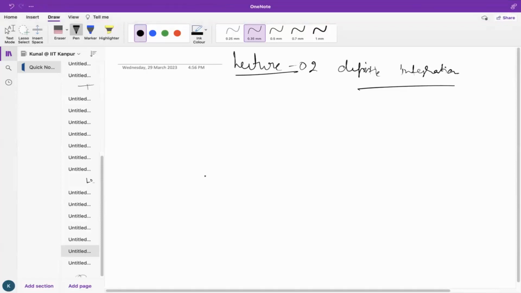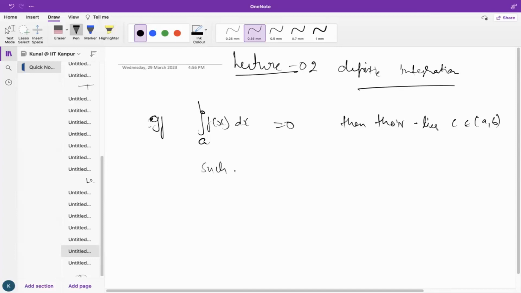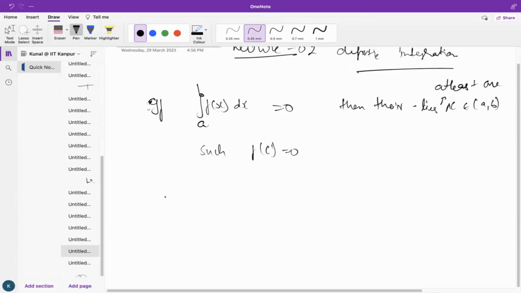So in the last class, we read that if the integration of f(x) dx from a to b is 0, then there lies a c, which belongs to between a and b, such that f(c) is equal to 0, right? There lies at least one c. So we first take an example on this and try to show how it is possible.